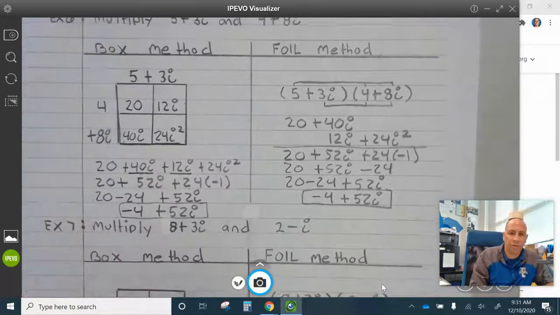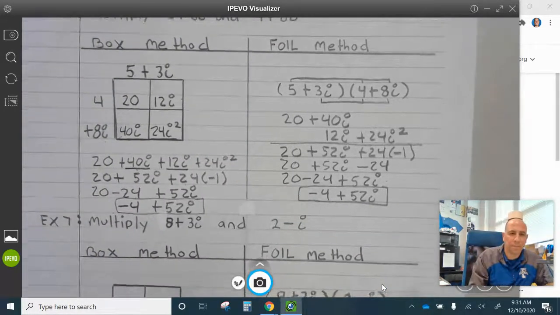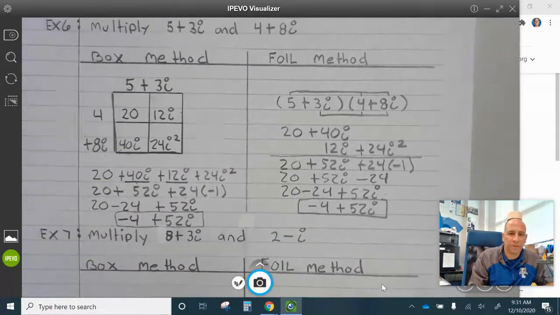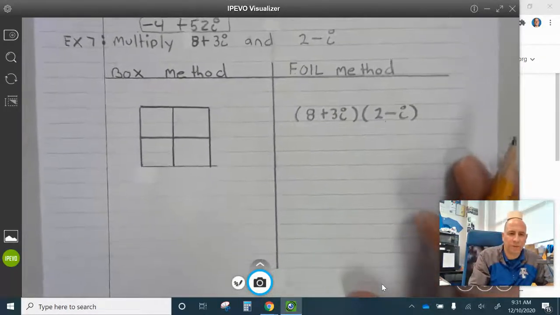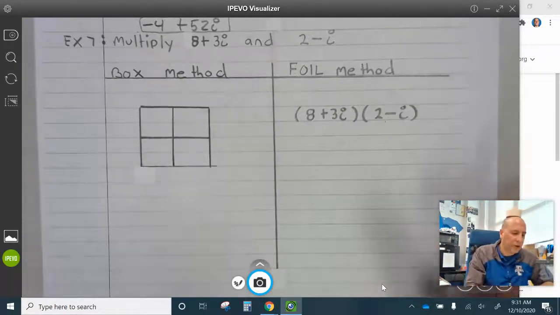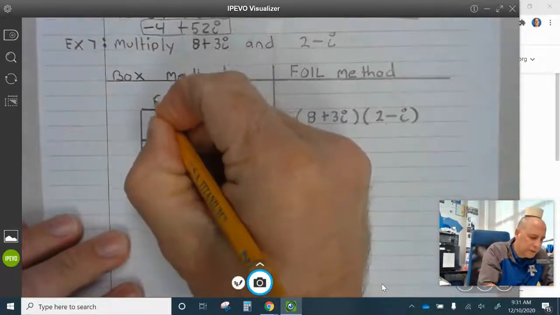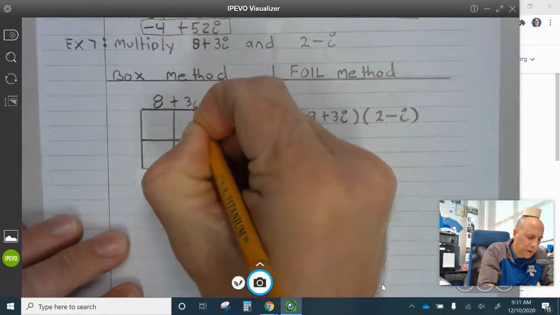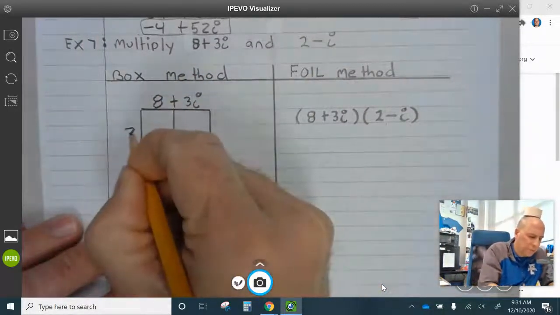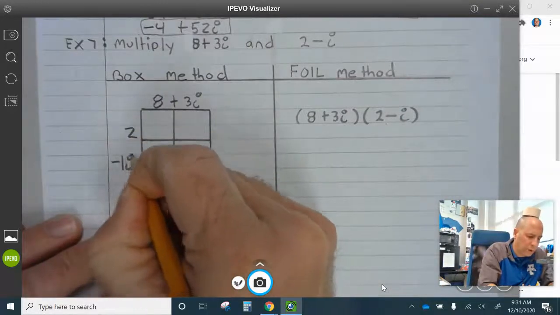Okay, and again, you can choose which method you prefer, okay? All right, go and finish up example 6. All right, last example, example 7. We're going to multiply 8 plus 3i and 2 minus i. So 8 plus 3i and 2 minus, I'm going to put a 1 there, 1i.